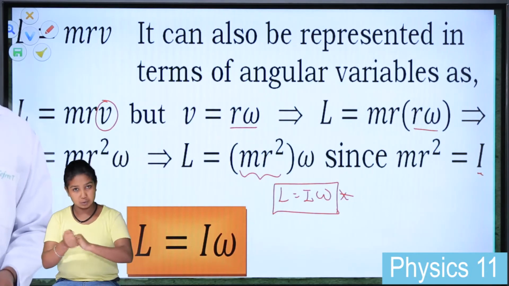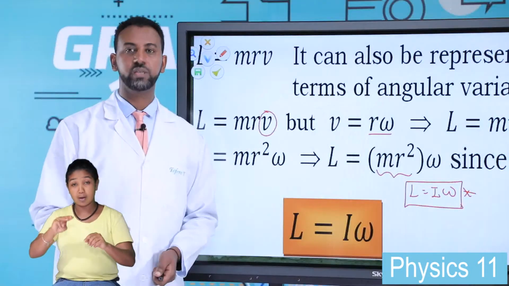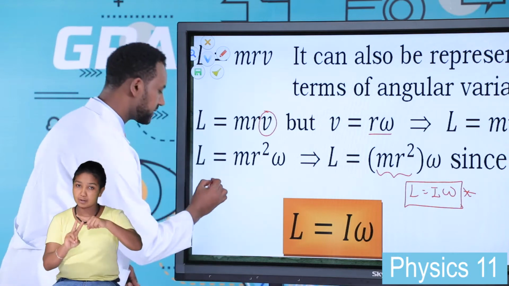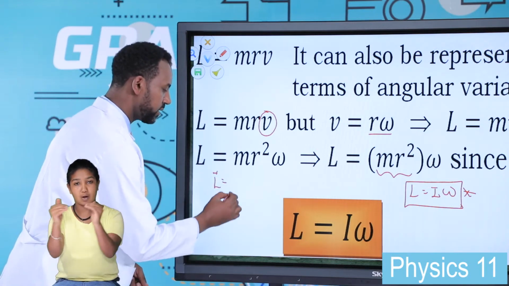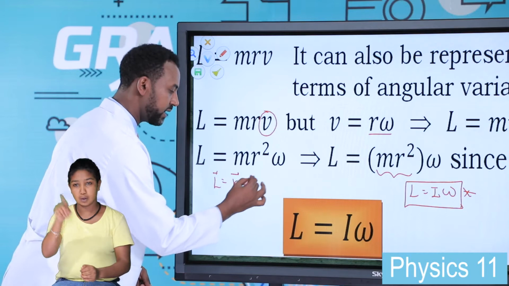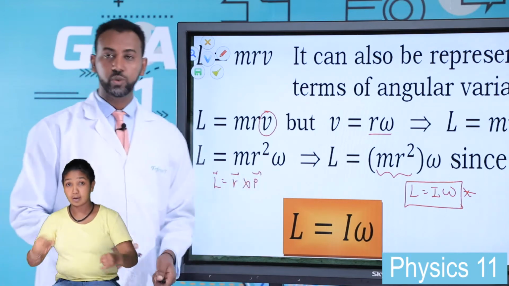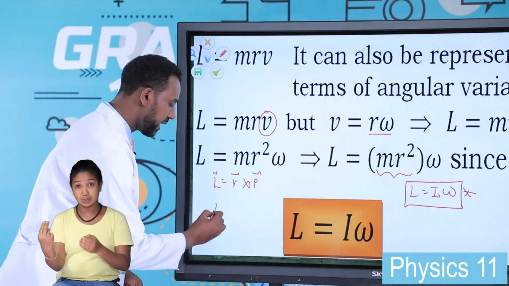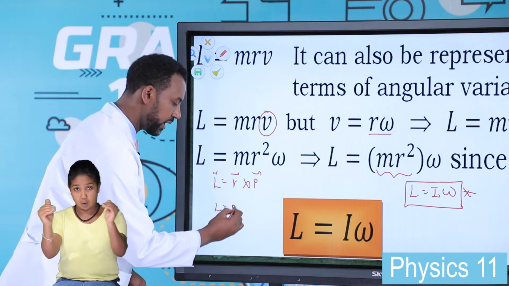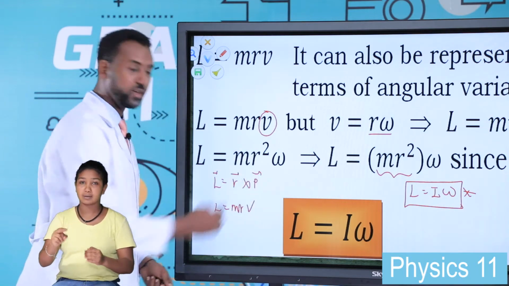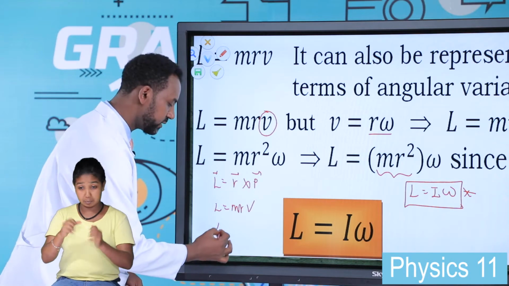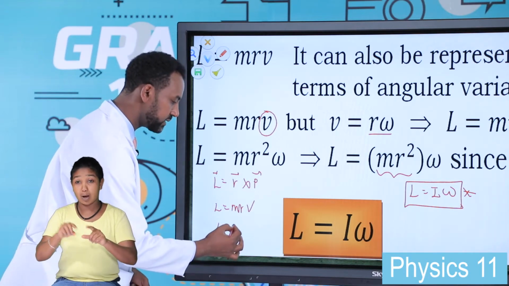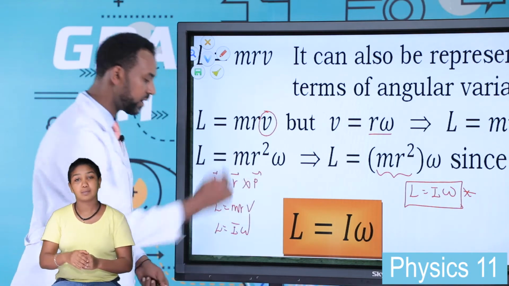So far you have seen angular momentum can be expressed in vector form as L equals r cross the linear momentum. It's also possible to express it as L equals m r times v. And again, it's also possible to express angular momentum as the moment of inertia times angular velocity.